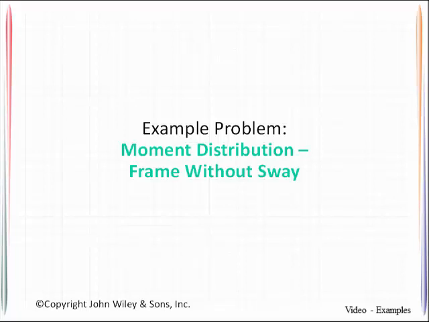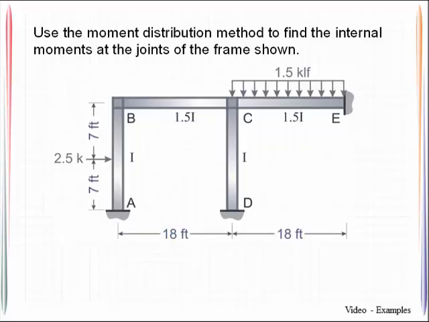Again, in this example, you will learn how to perform moment distribution on a frame which doesn't experience sway. This is the frame that we will be examining, and as you notice, none of the joints, A, B, C, D, or E, can translate, and that means no sway is occurring.